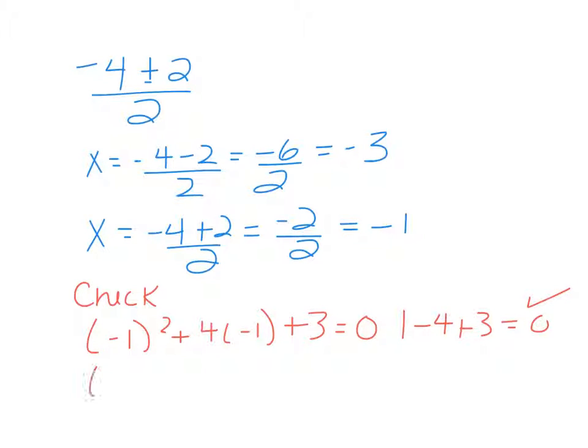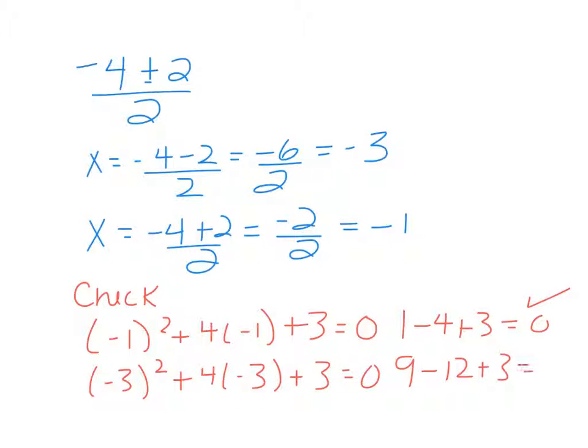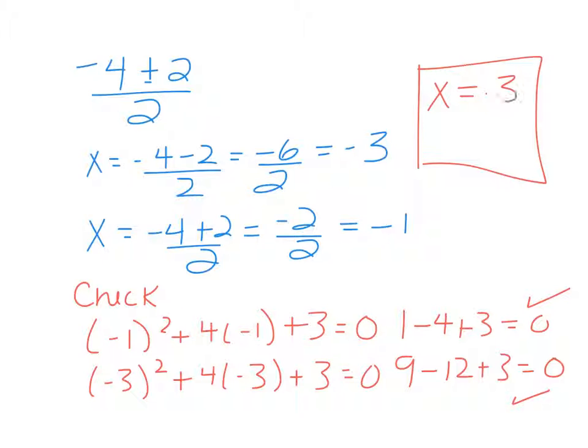That is correct. And when we substitute our negative 3, negative 3 squared plus 4 times negative 3 plus 3 equal to 0, that'll give us 9 minus 12 plus 3. And 9 minus 12 is negative 3, plus 3 is equal to 0. So we have checked that our roots, or our solutions, are equal to negative 3 and negative 1.